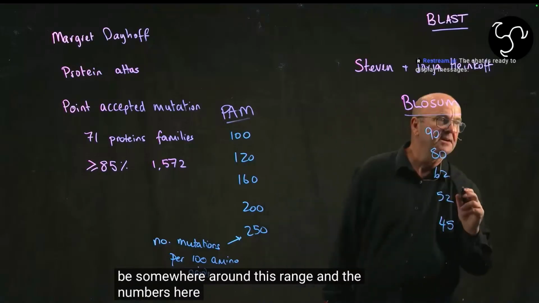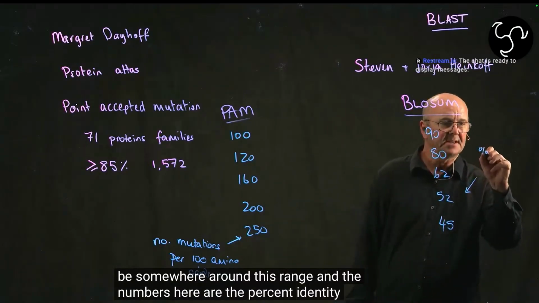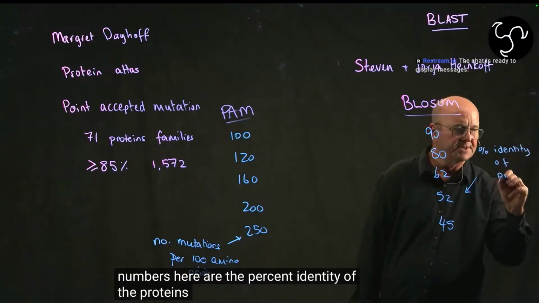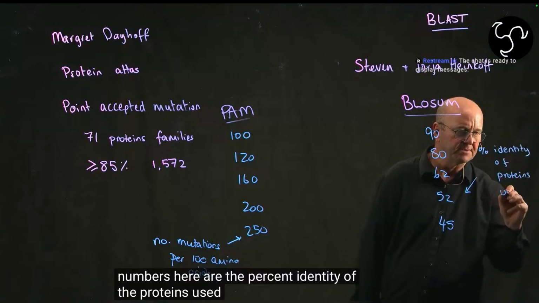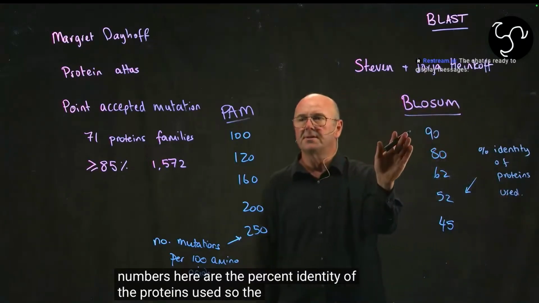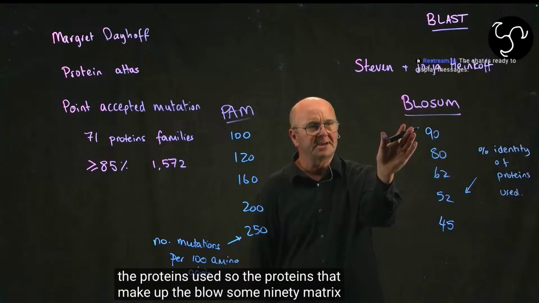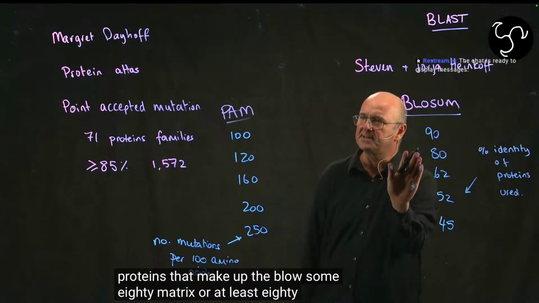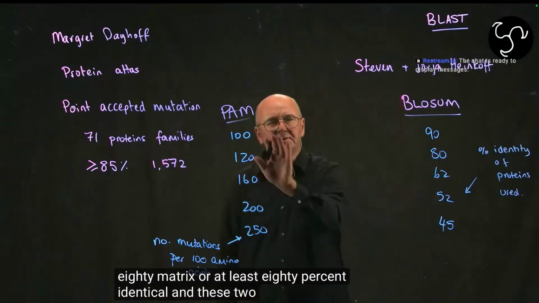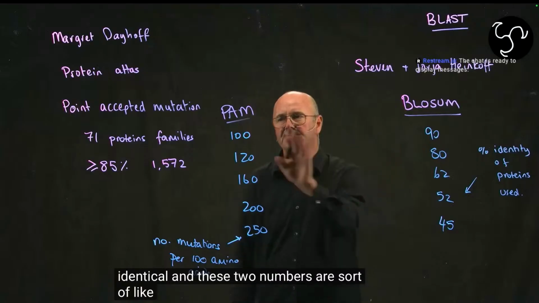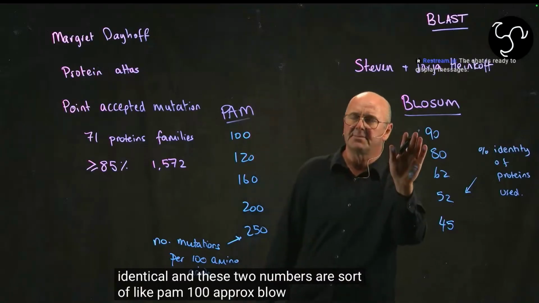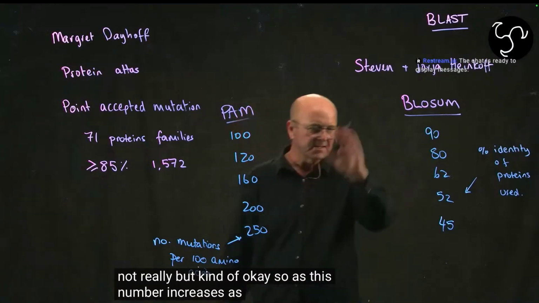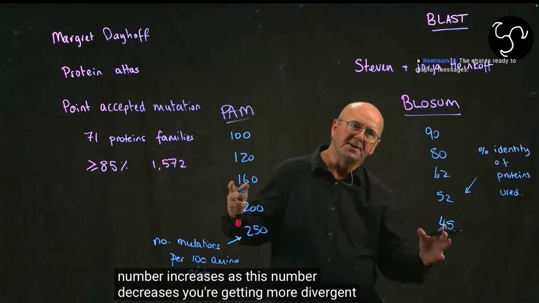And the numbers here are the percent identity of the proteins used. So the proteins that make up the BLOSUM 90 matrix were at least 90% identical. The proteins that make up the BLOSUM 80 matrix were at least 80% identical. And these two numbers are sort of like PAM 100 approximately BLOSUM 90, not really, but kind of. So as this number decreases, you're getting more divergent proteins.